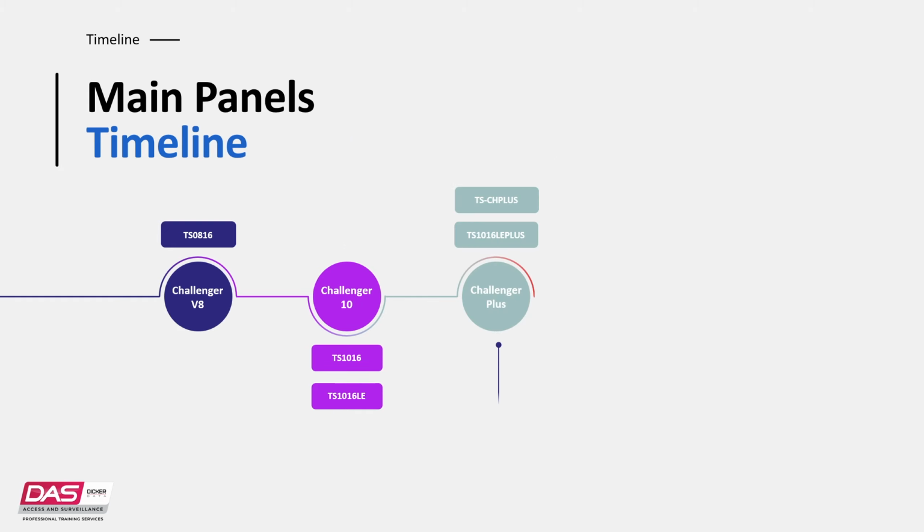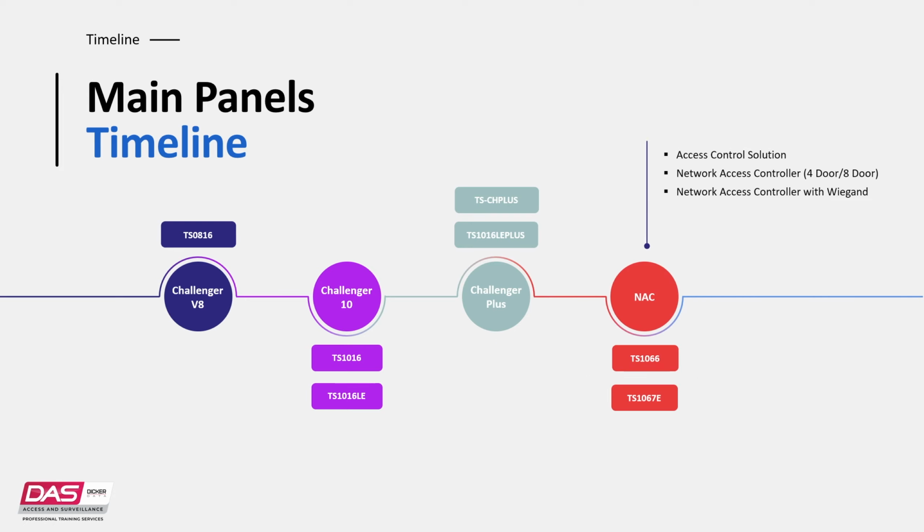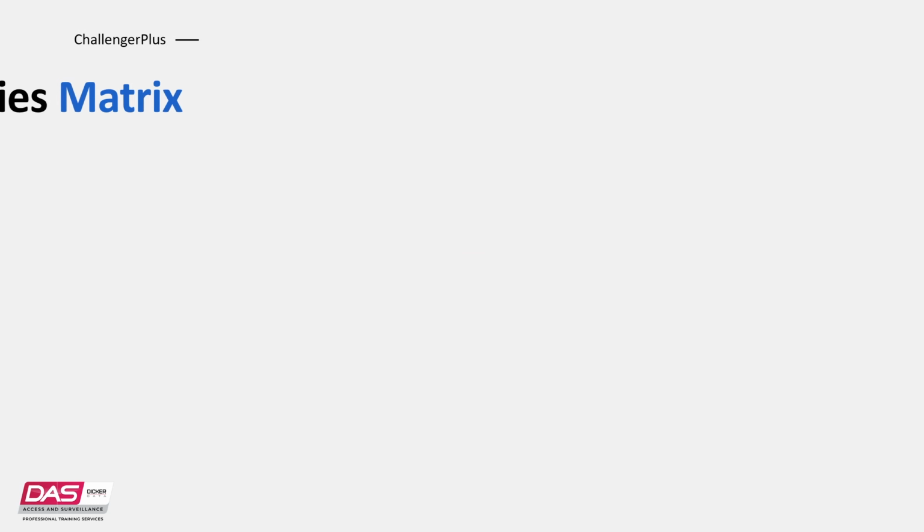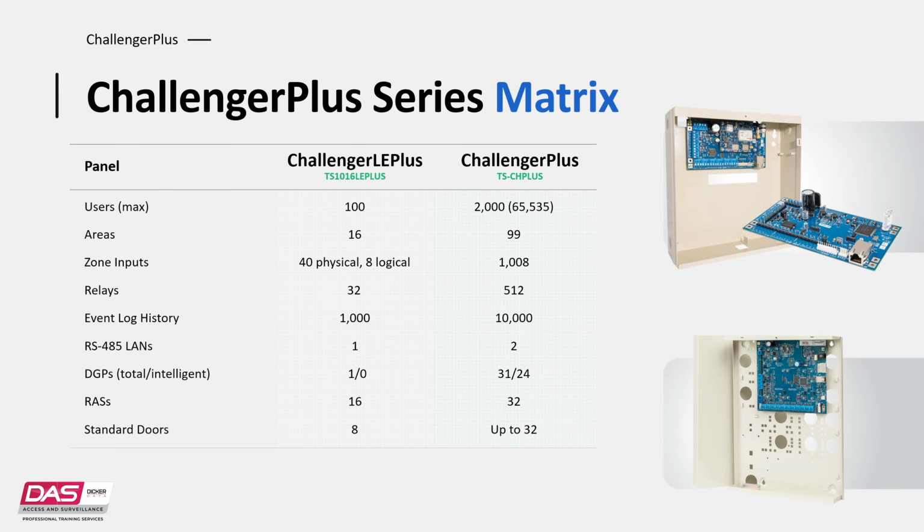The ChallengerPlus was the next in the lineup, which is the current Challenger series. Continuing on from previous models, there is a main panel and a light edition, with the Challenger LE Plus. Challenger Plus series was first launched in 2019. As for the Network Access Controller, or commonly known as the NAC, it was first released in 2019, and a second model was released to include more functionality. But before we start talking about the NAC's capabilities, let's first take a look at the ChallengerPlus series matrix.